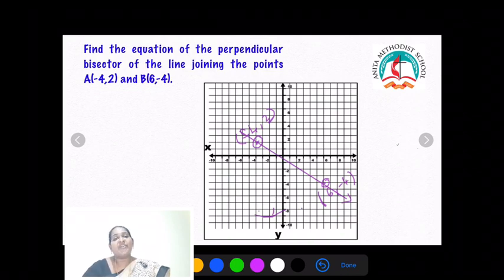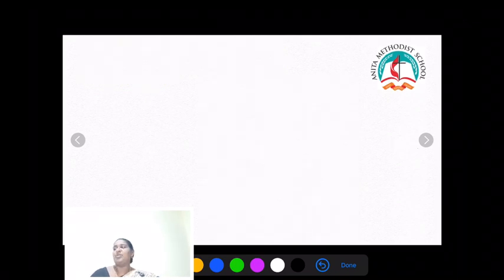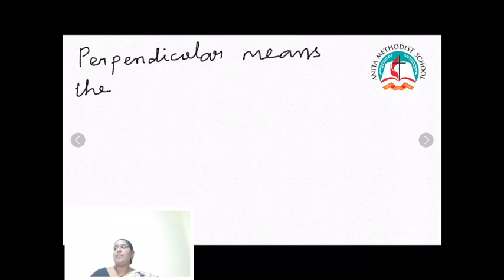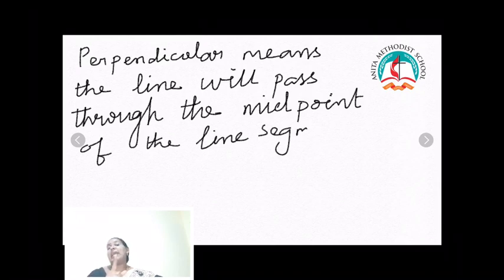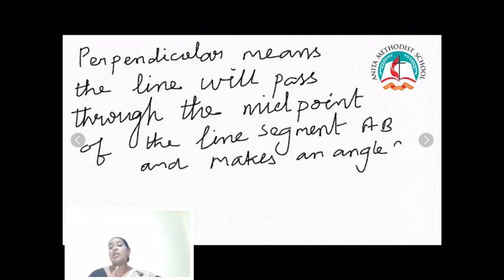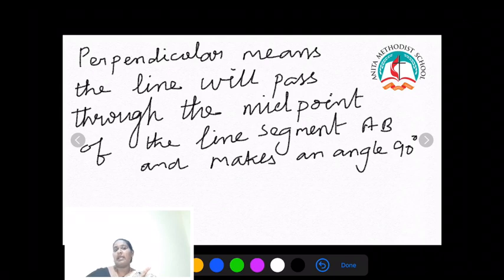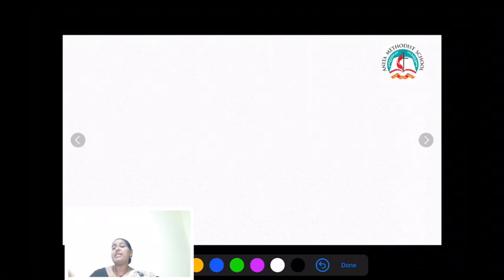Bisector means what should you find out? Midpoint. What is the midpoint formula? John Kevin, can you say? x1 plus x2 by 2, comma, y1 plus y2 by 2. So the perpendicular bisector line passes through the midpoint of the line segment. The line exactly intersects the midpoint. That is called the perpendicular bisector. It bisects at 90 degrees.